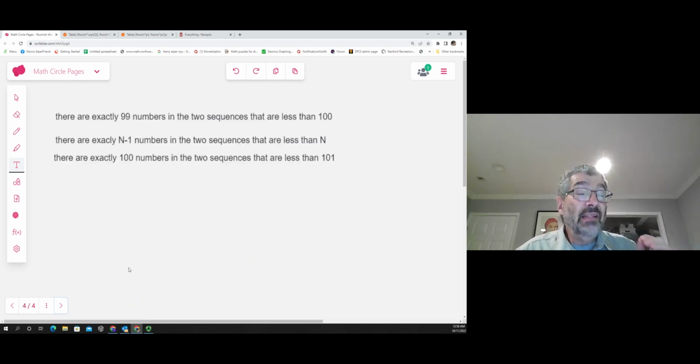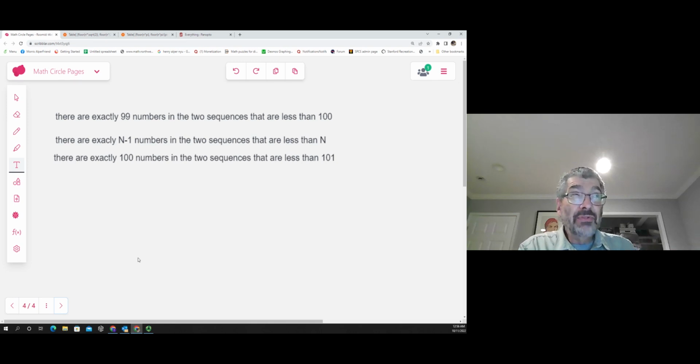And so, if you look at the two sequences, 1 times alpha, 2 times alpha, 3 times alpha, up to k times alpha, and 1 times beta, 2 times beta, 3 times beta, up to j times beta, there's a total of 99 numbers there, because k plus j is 99. So there's 99 numbers in the two sequences that are less than 100. Well, 100 was an arbitrary thing. What I've really shown, that argument is perfectly general. You can do it with n instead of 100. There's exactly n minus 1 numbers in the two sequences that are less than n. In particular, there's exactly 100 numbers in the two sequences less than 101.